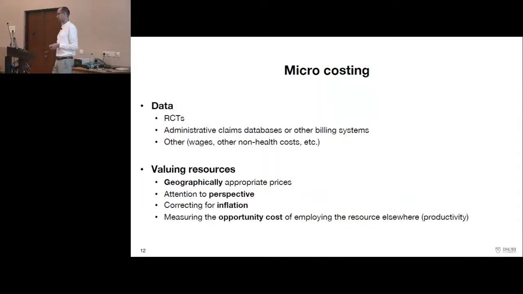So if we decide, or if we need, to use the microcosting approach to finding costs, data usually come from RCTs, administrative claims databases, or billing systems. Every hospital likely has some billing department and financial department that keeps track of these items. The data quality will likely vary from institution to institution, so data quality certainly may be an issue.